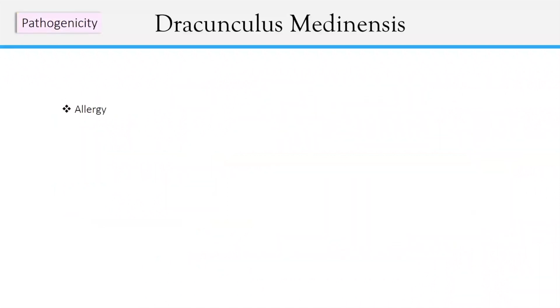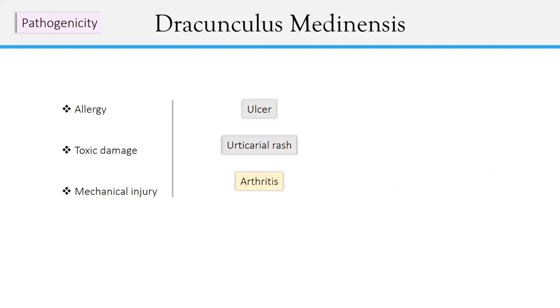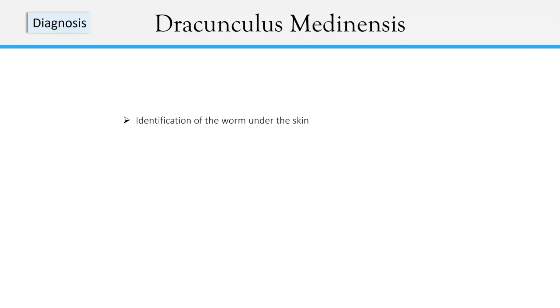Pathogenicity of Dracunculus medinensis is associated with allergy, toxic damage, and mechanical injury. Clinical symptoms may be represented by ulcer, also urticarial rash, also arthritis, in some cases nausea and vomiting. In order to diagnose this pathology, usually identification of the worm under the skin is performed, and identification of antibodies in blood can also be used.